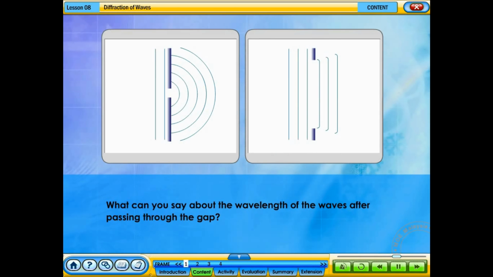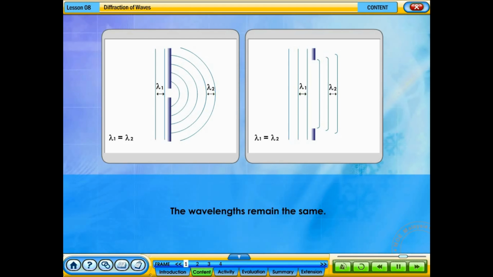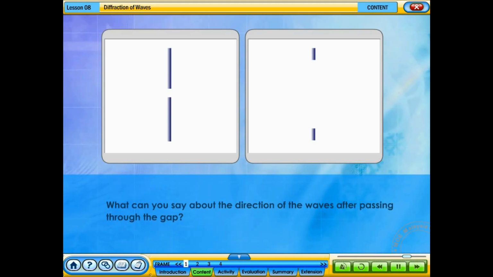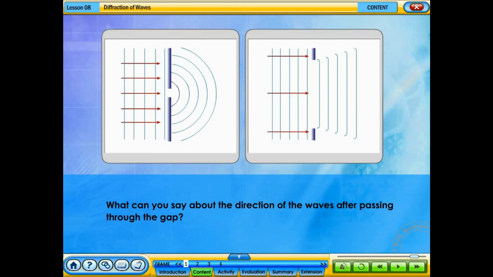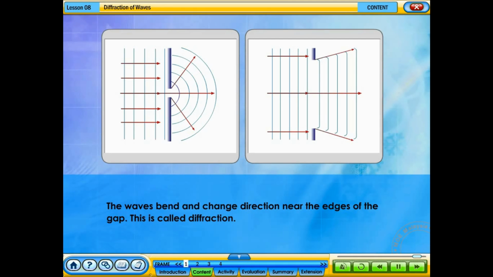What can you say about the wavelength of the waves after passing through the gap? The wavelengths remain the same. What can you say about the direction of the waves after passing through the gap? The waves bend and change direction near the edges of the gap. This is called diffraction.